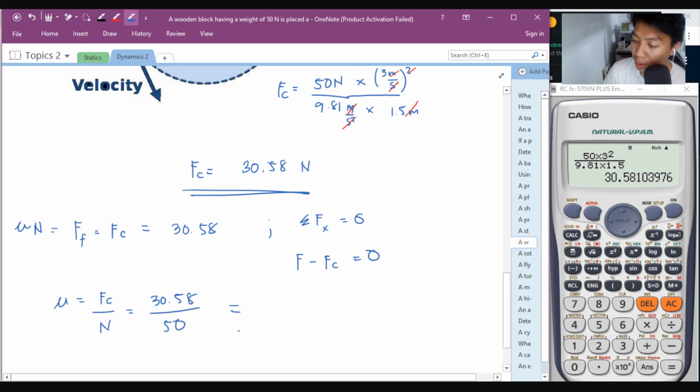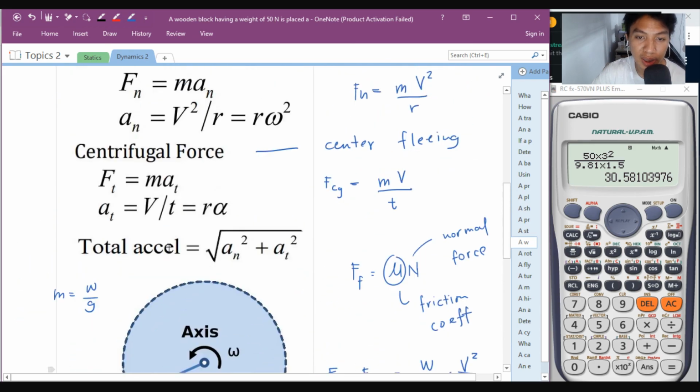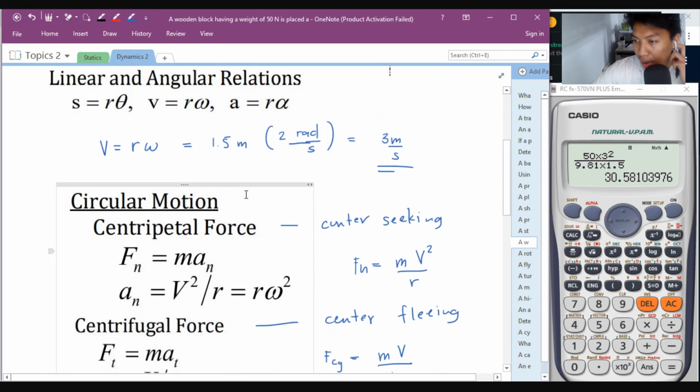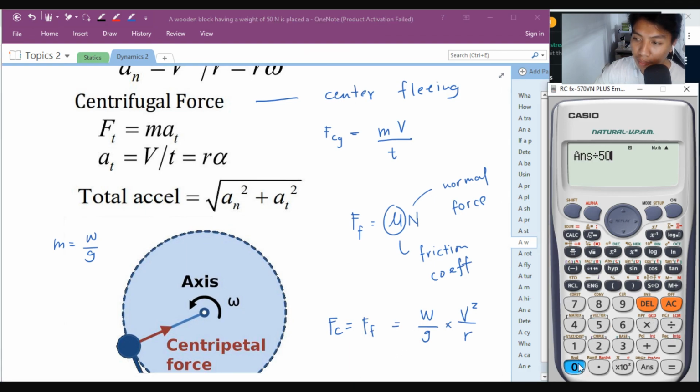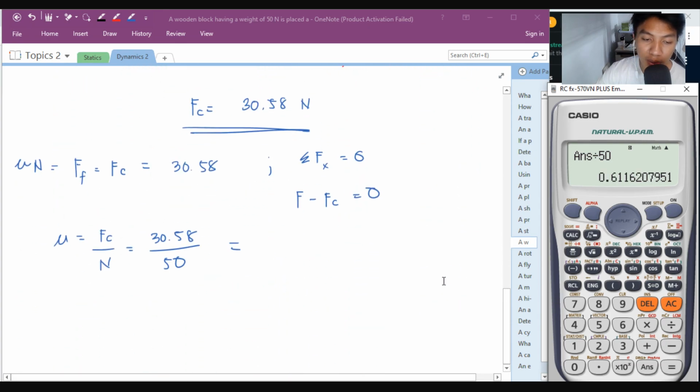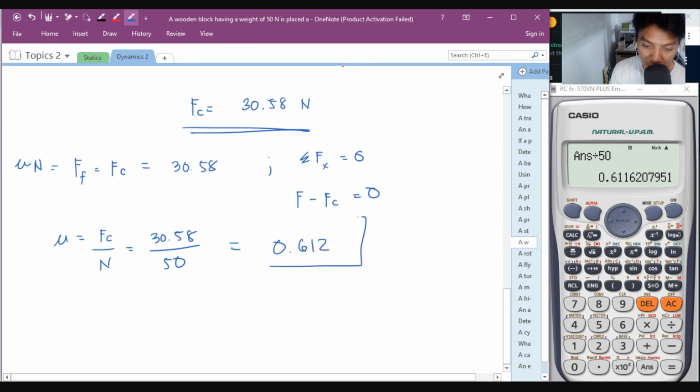What will be the frictional coefficient for the system so that the block will not slide? That is 30.58 divided by 50. The answer is 0.612. That is the coefficient of friction so that it will not be thrown outward. That is the answer for that problem. Next one.